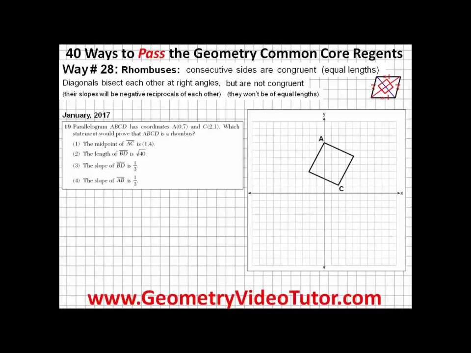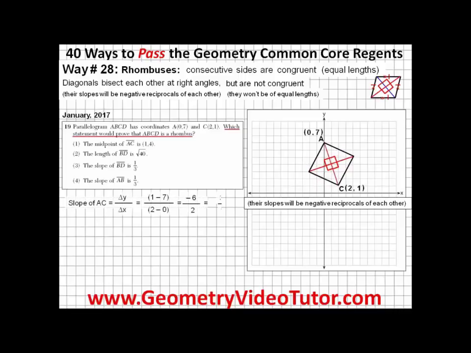Parallelogram ABCD has coordinates 0, 7 for A and 2, 1 for C. Which statement would prove that ABCD is a rhombus? Since their diagonals bisect each other at right angles, their slopes will be negative reciprocals of each other. So if the slope of AC is negative 3 over 1, then the slope of BD is equal to 1/3.